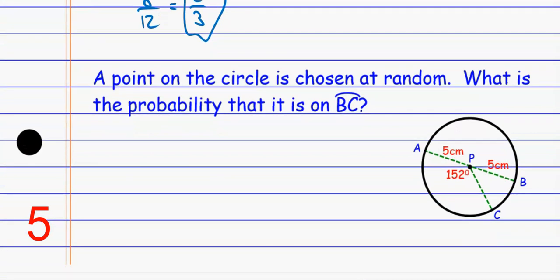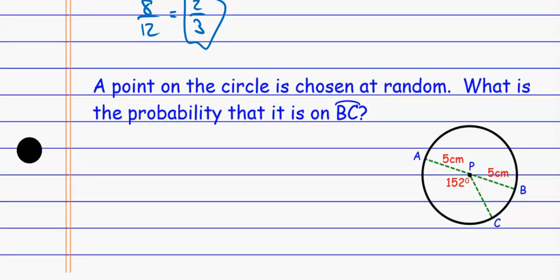If I look at this next one, it says a point on the circle is chosen at random. What is the probability that it is on arc BC? Once again, if I look at it this way, the central angle for BC, because I have the 152 here, has to be 28 degrees. And so the arc measurement in terms of degrees is also 28 degrees.